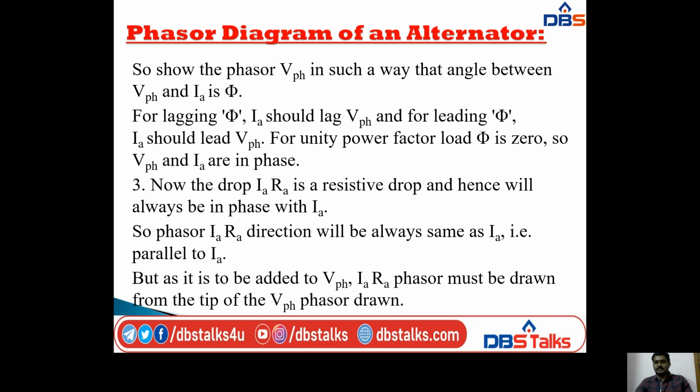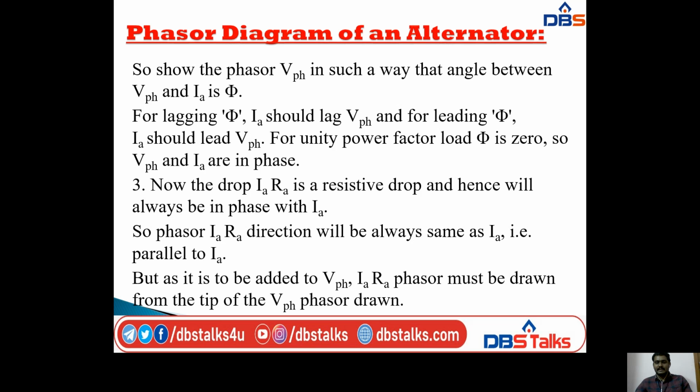Coming to the third step: the drop IA RA is a resistive drop. I already said that due to the armature resistance in the circuit, the drop across it is IA RA. Being a resistive drop, it will always be in phase with IA. So the phasor IA RA direction will always be the same as IA, that is, parallel to IA.